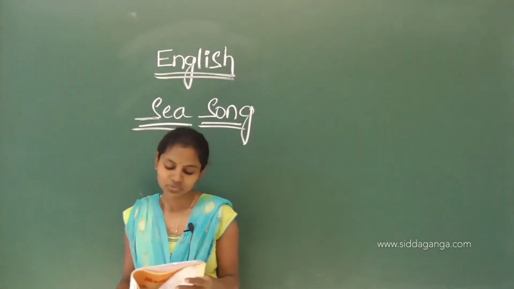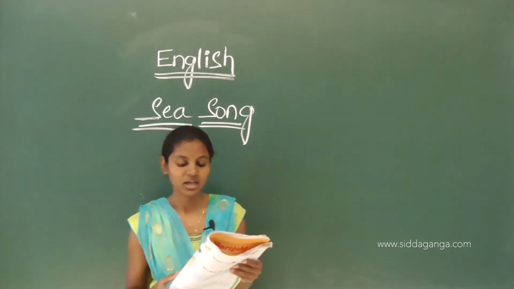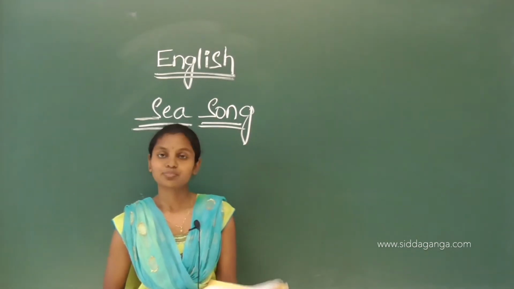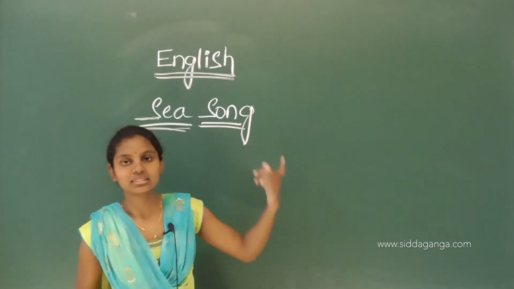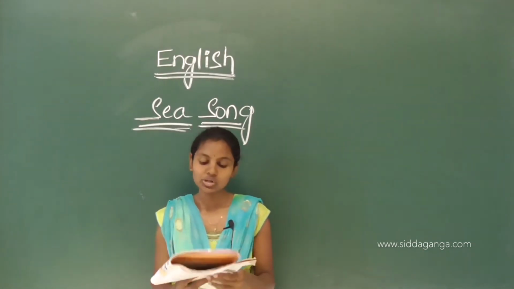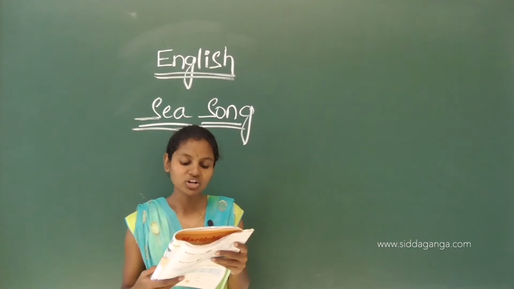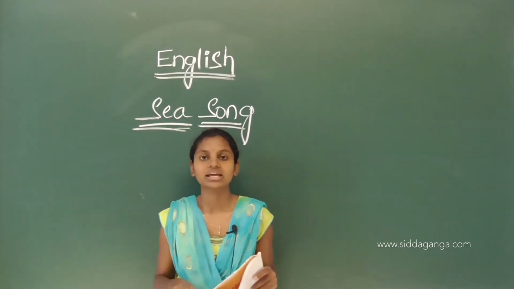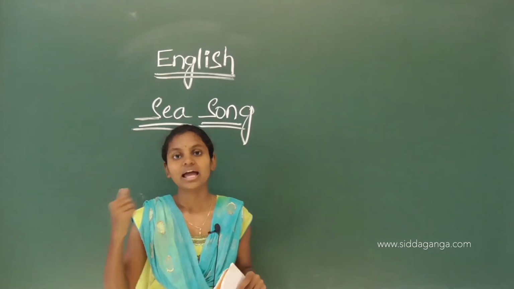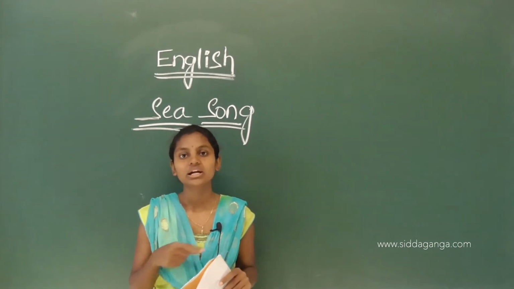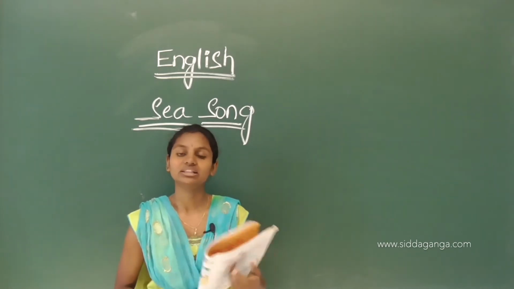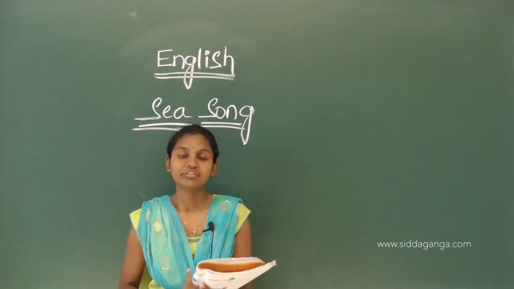So, this is a very short poem about the shell, and this poem is Sea Song. So, look at the first para. I found a shell, a curly one. Okay, in this poem there is a boy. He is telling his experience to us. I found a shell, a curly one. That boy is telling that he found a shell.